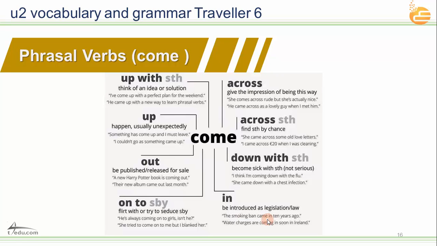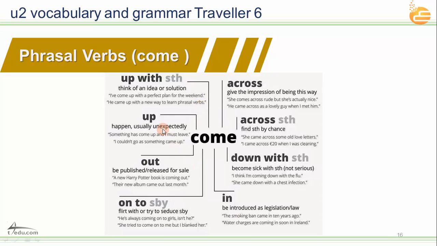Now let's jump off to grammar with the phrasal verbs and the verb come with different prepositions. So come up with something, come up alone, come out, come on to somebody, come across with something, come down with something, and come in. So to come up with something is to think of an idea or solution. I have come up with a perfect plan for the weekend. He came up with a new way to learn phrasal verbs.